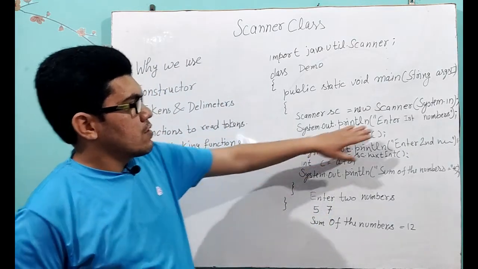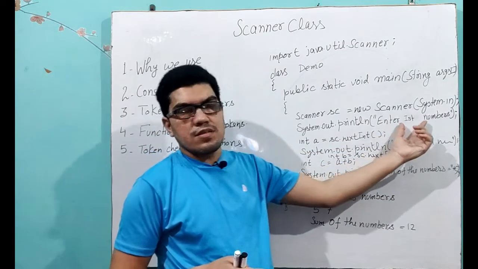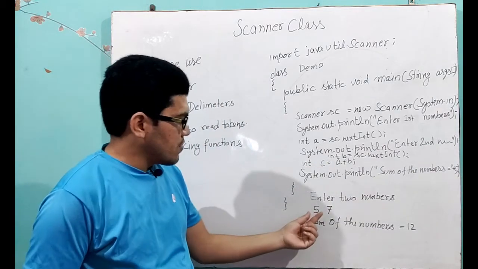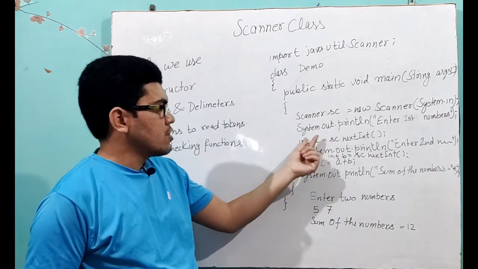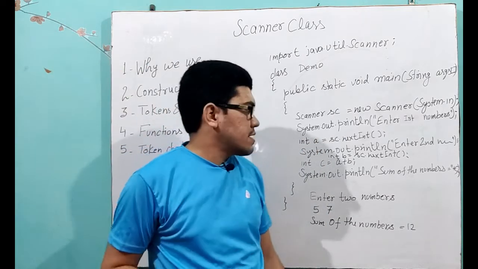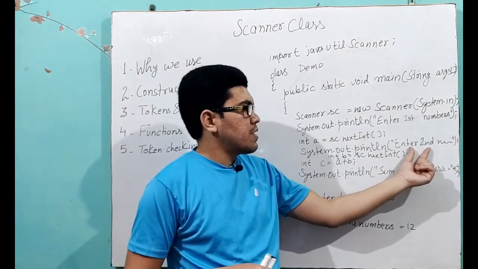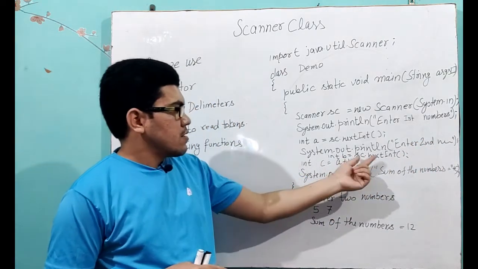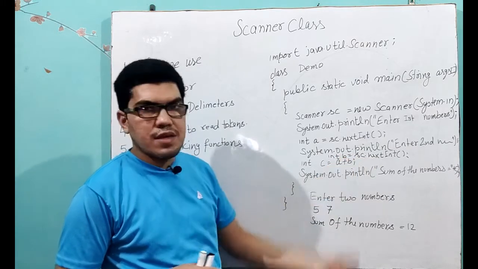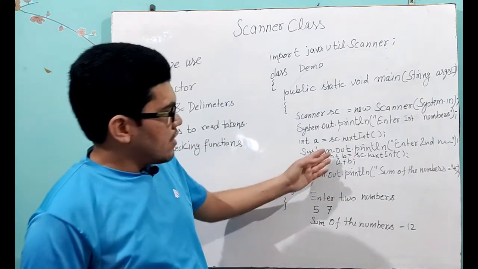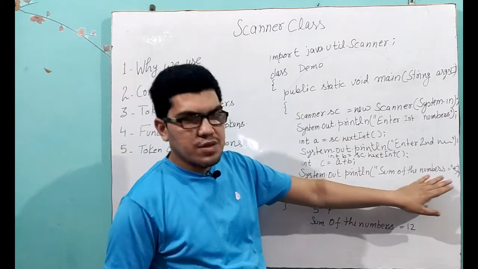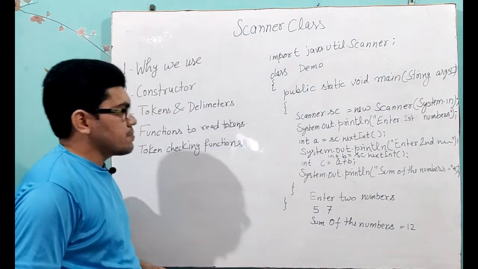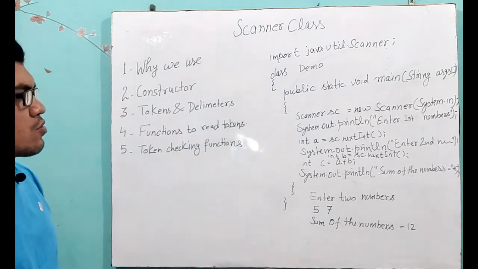Now what we have to do? When we run this program, this message will appear on the screen, so we input the first number. Suppose we have entered only 5. So 5 will be stored in a. Press enter. Now the next message will appear, "Enter second number". Now you will write the second number and that number will be stored in b. Then again you will press enter and after that the sum will be displayed on the screen. Okay, so this is how the program works.